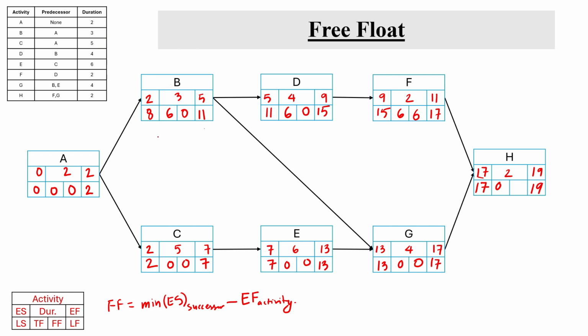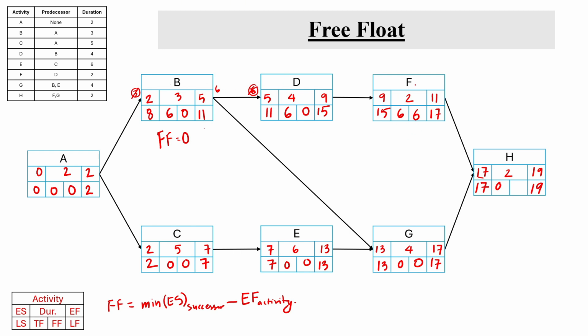Let's look at activity B. It has free float of 0. It cannot be delayed, because if we delay this activity by 1 day, it is going to delay the early start of the next activity, right? So if we delay this by 1 day, let's say instead of end of day 2 it starts at end of day 3, then its early finish is going to be 3 plus 3 is 6, and then the early start of activity D is going to be day 6 as well.